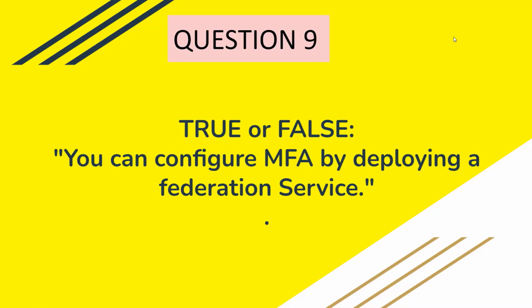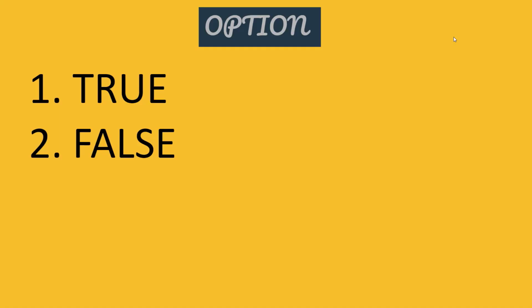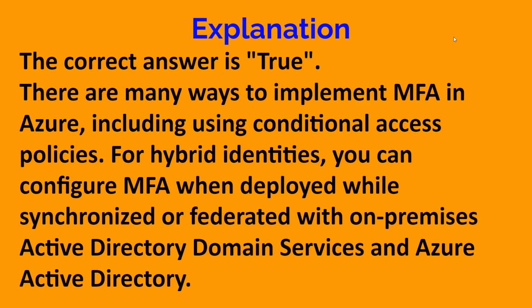Question 9. True or false? You can configure MFA by deploying a federation service. Option 1. True. 2. False. Right answer. 1. True. Explanation. The correct answer is true. There are many ways to implement MFA in Azure, including using conditional access policies. For hybrid identities, you can configure MFA when deployed while synchronized or federated with on-premises Active Directory domain services and Azure Active Directory.